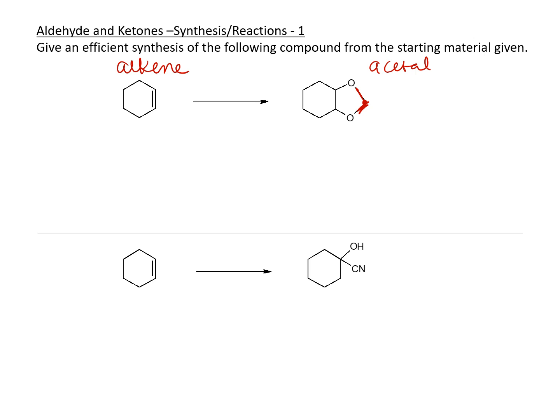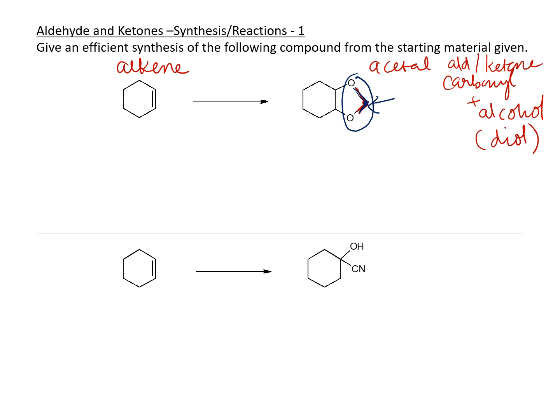So for an acetal, I would need an aldehyde or a ketone carbonyl, and then I will need an alcohol, and in this case, since this is a cyclic acetal, I will need a diol. Looking at this carbon right here, since this is the one that has both the oxygens coming out, it means that this fragment is coming from the carbonyl. It means the rest of the fragment is coming from the alcohol. All right, so that's how you decipher this and split it apart.